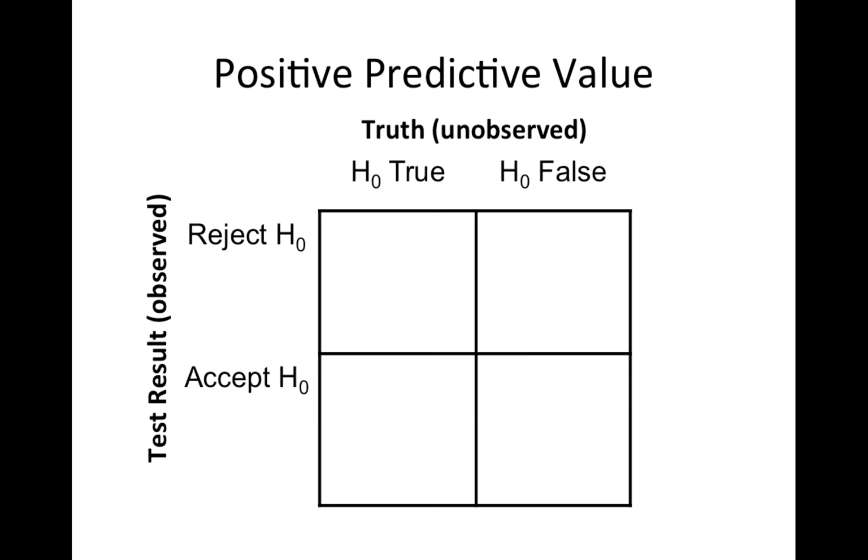I'm going to explain how we get that using this 2x2 table, which I've used frequently in previous videos when I was going over power and type 1 error rate. Let's assume we have a bunch of voxels. Either the null is true or the null is false, which is the truth that we don't know. And then we have our test result, which corresponds to the rows. Either we reject the null or accept the null.